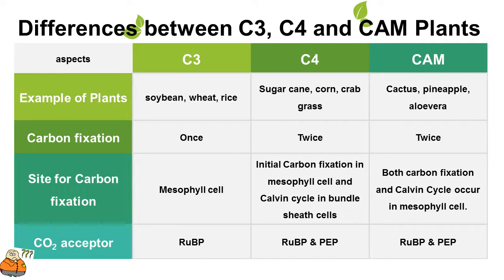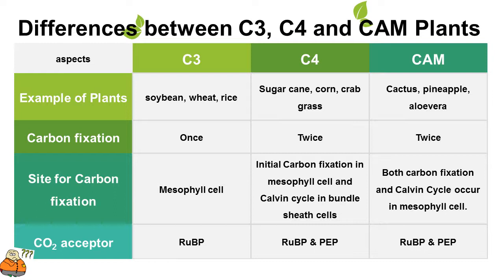Now, look at the differences between C3, C4, and CAM plants. Can you identify 5 differences between them? For example, what are examples of plants? It's easy. And then, how many carbon fixations occur in each plant? For example, C3 only once, while C4 and CAM twice, because C4 and CAM have an additional pathway in order to increase the concentration of carbon dioxide.